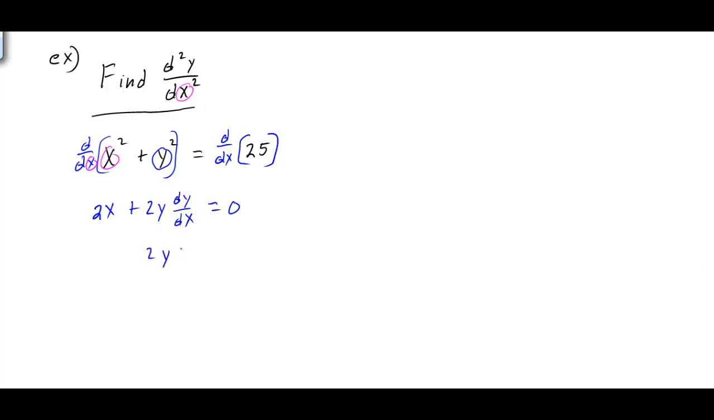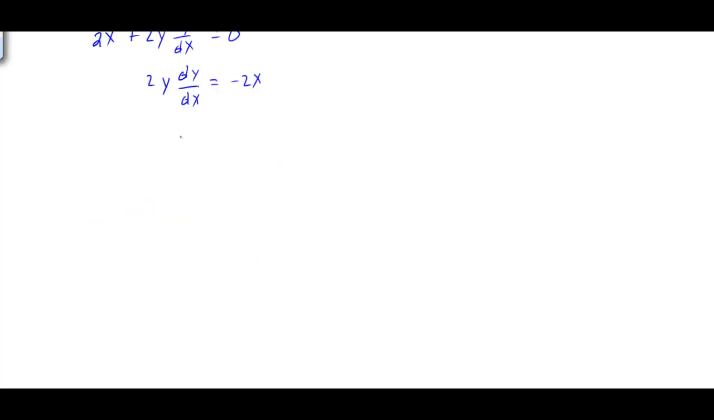So we have 2y dy/dx. Subtract over the 2x, we get a negative 2x. So if we divide, we have dy over dx equals negative 2x over 2y. And if we simplify this, the 2's would cancel out, and we would simply have negative x over y. So this here is the first derivative: dy/dx equals negative x over y.